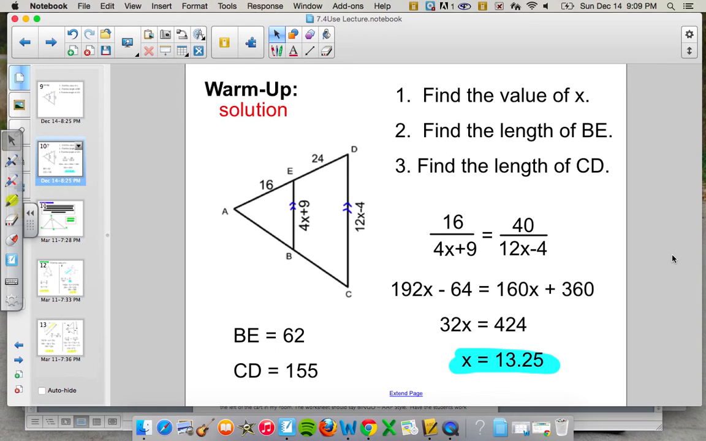You're going to take that x value and plug it back into the value of BE, and then you're also going to plug it back into the value of CD, and you're going to get 62 and you're going to get 155.